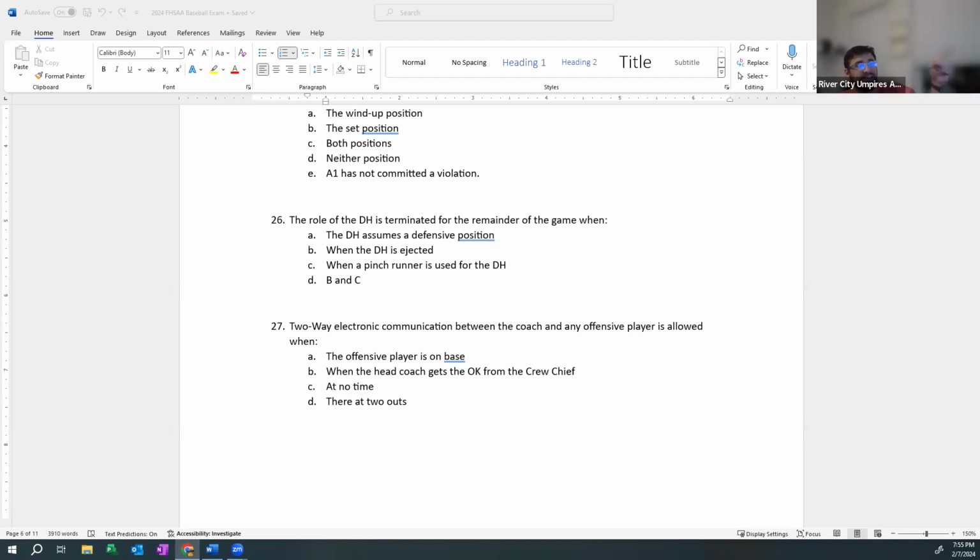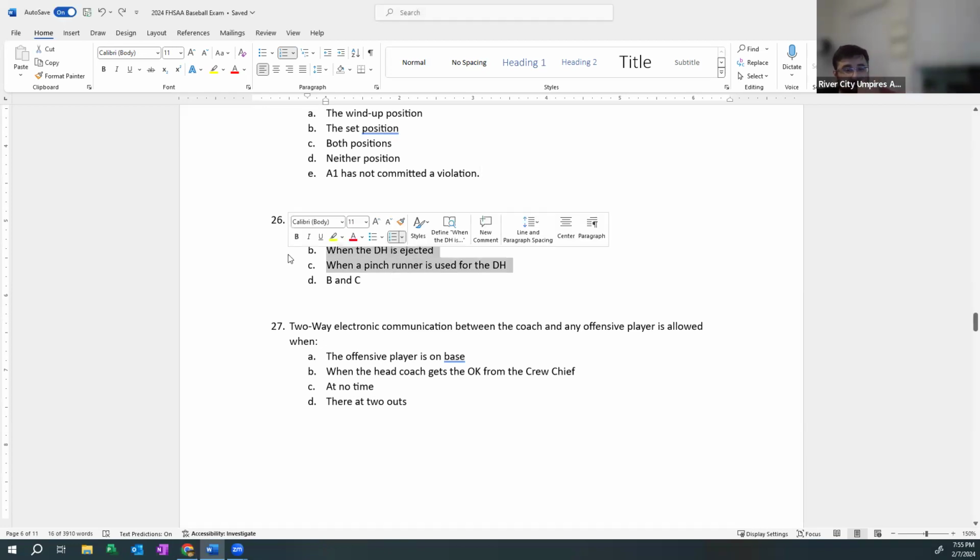I think A is the best answer here, because if the DH assumes a defensive position, well, the DH can't assume a defensive position as a player DH, but they can kill it at any point in time, right? They can just come to you and say, I don't want to use the DH anymore. He's just a second baseman, right? So he assumes a defensive position. So the best answer is A, but I wanted to make you guys think back to our last session.